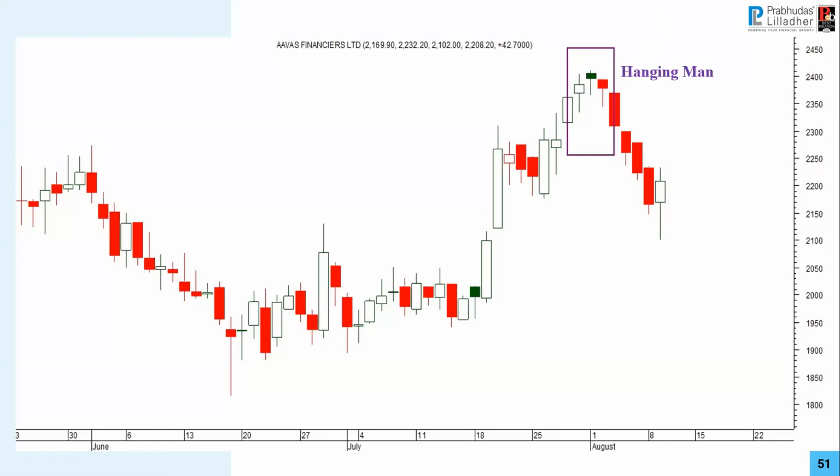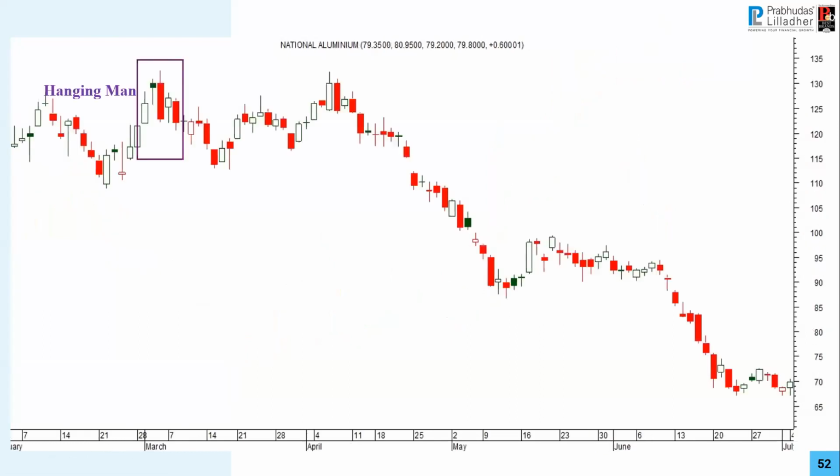And if you're not a seller, if you're not a short seller, the least you can do is at least book profit with the confirmation that after a hanging man, you are seeing another bearish candle formation that is making a lower high.